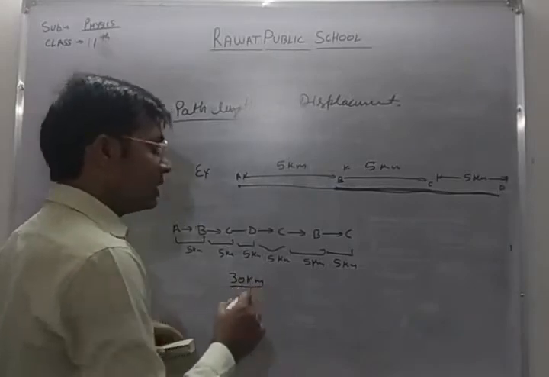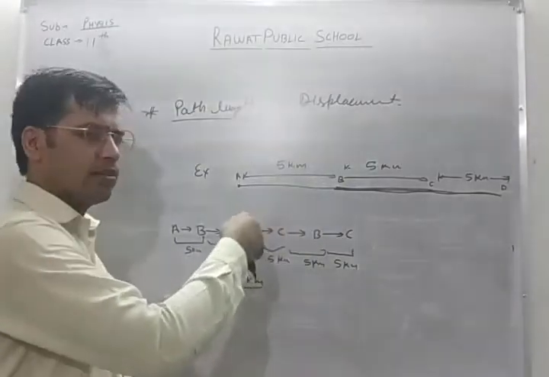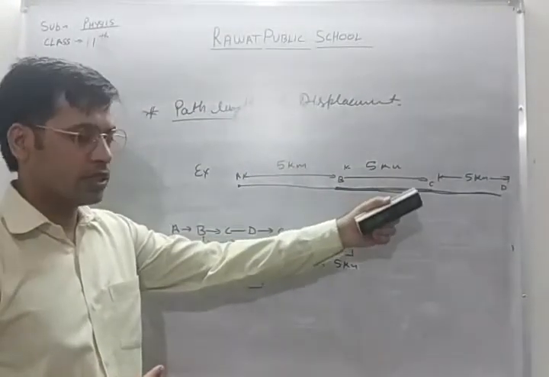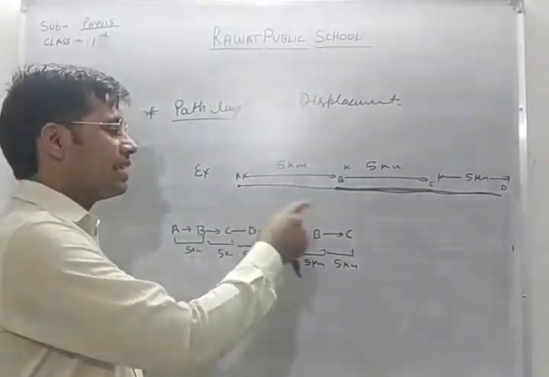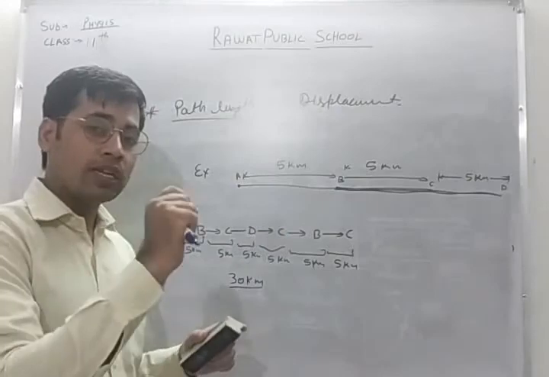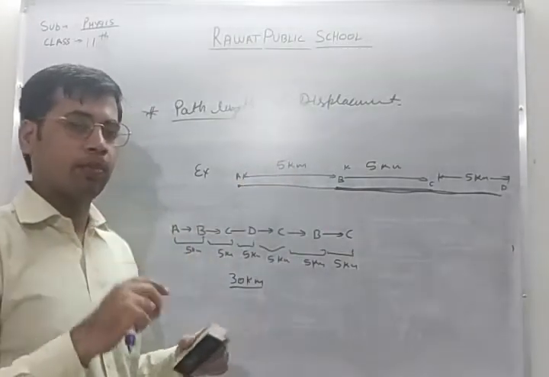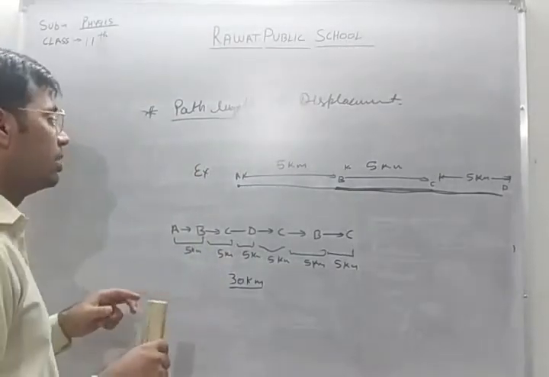The object traveled 30 km in the given time interval, irrespective of whether it returned back or went somewhere at point C or D or B. It doesn't matter. The direction of the object doesn't matter. Only the path it has traveled during the journey in a specific time period is known as path length, the actual distance traveled by the object.